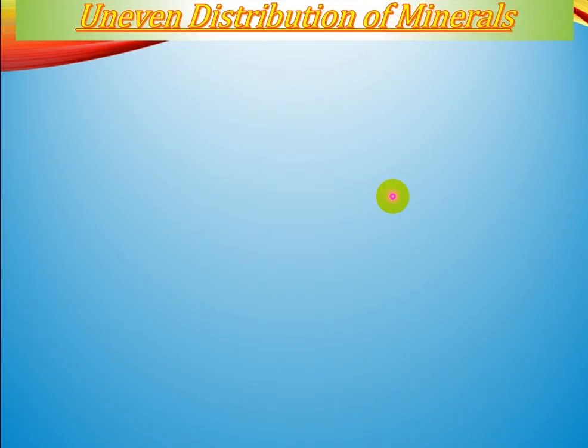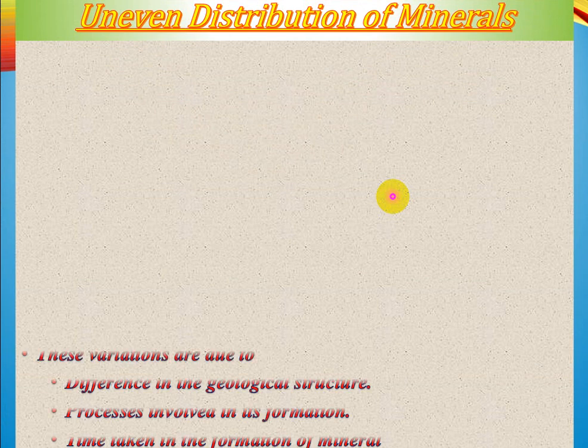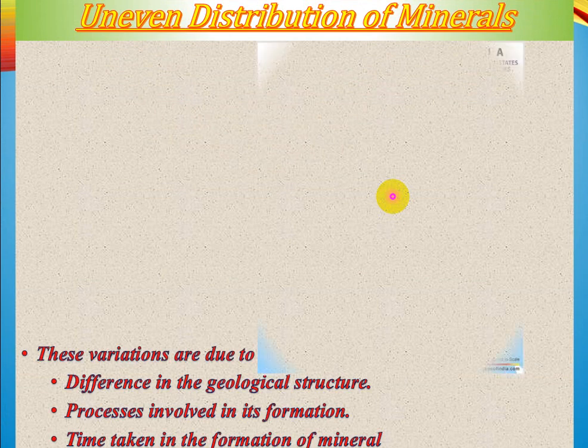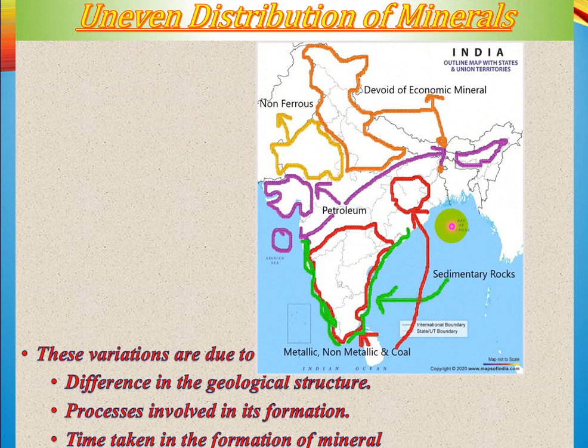Now let us proceed to the uneven distribution of minerals. I'm going to explain this map. This is our country, India. You can see different colors and names marked. This is the Rajasthan part, where the Dharwar rock system is present, which is a sedimentary rock, and non-ferrous minerals are very much found. This is the Gujarat region, where liquid mineral, that is petroleum, and some natural gas reserves are also there. This is Mumbai High.